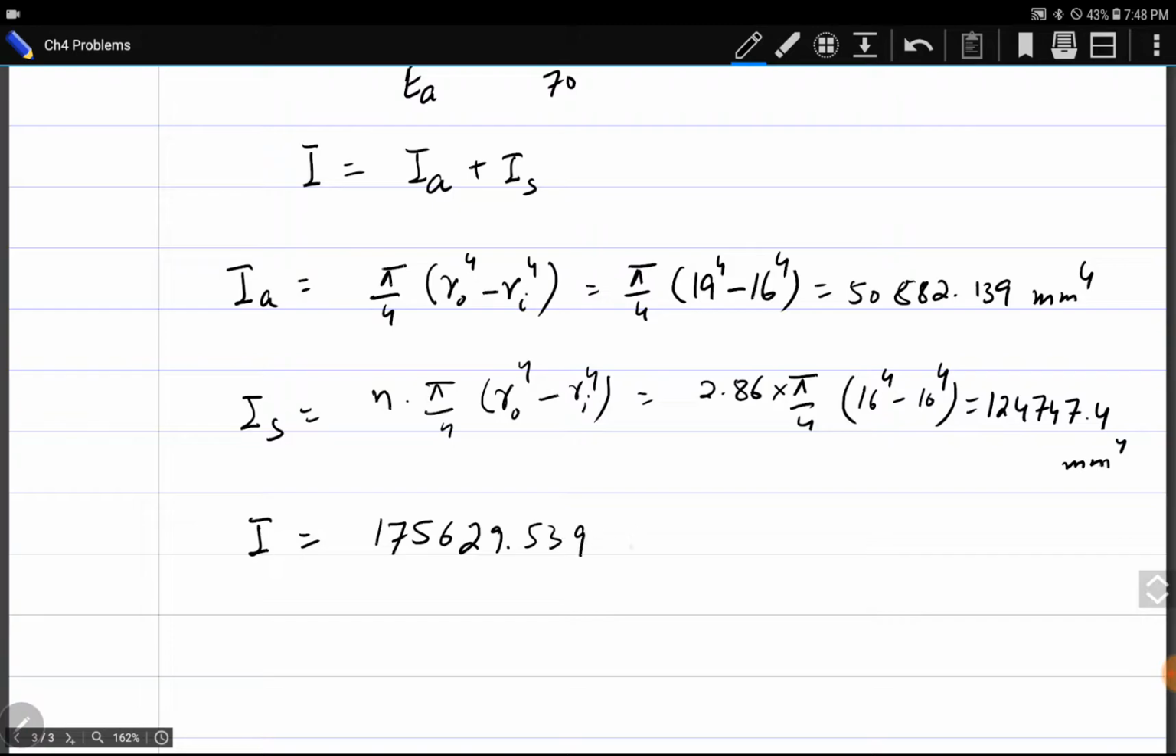Now we will add the two, I aluminum plus I steel, and the total I will be 175,629.539 millimeter power 4. Or if we want to convert millimeters into meters, 1 millimeter is 10 power minus 3 meters. So it will be 10 power minus 12 meters power 4, or it is 175.629 into 10 power minus 9 meter power 4. I is known to us.